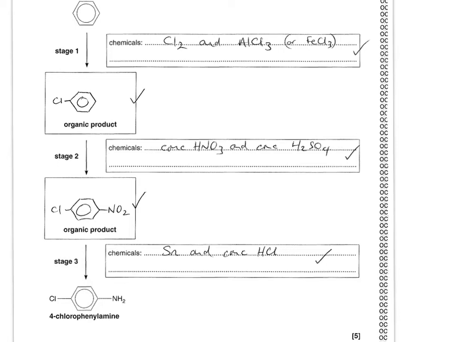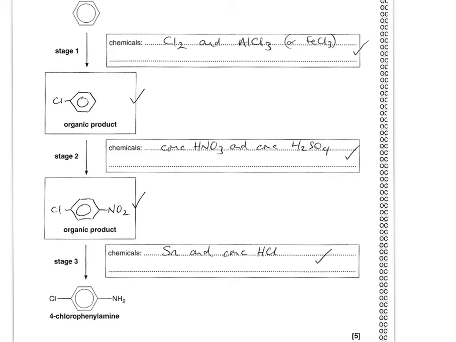In terms of a route through this, I ultimately want to get a chlorine here and an amine group here. So in stage 1, I'm going to put the chlorine on by reacting the benzene with Cl2, and I'm going to use an AlCl3 halogen carrier catalyst. You could also use FeCl3. So that's that part done.